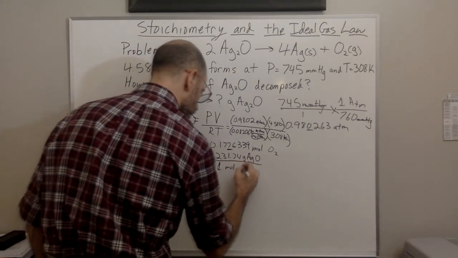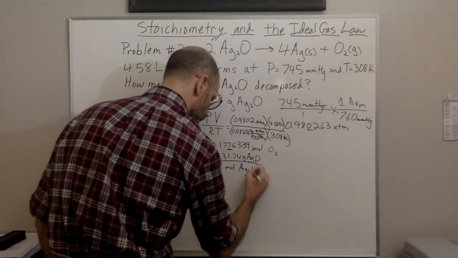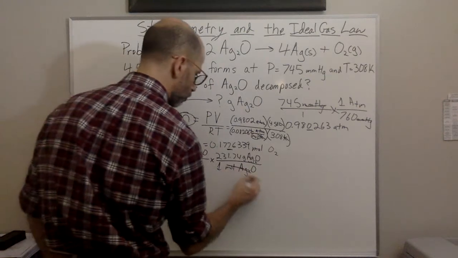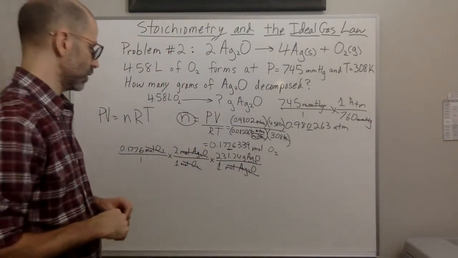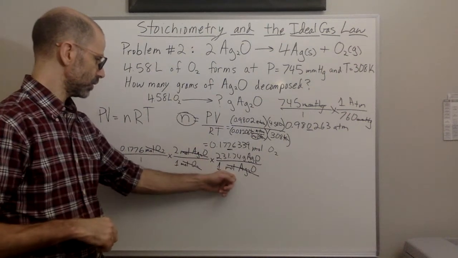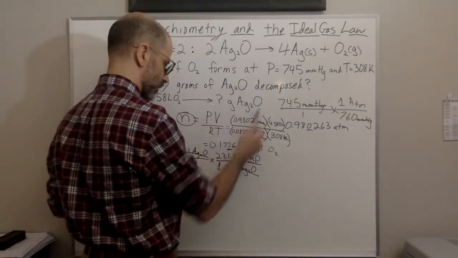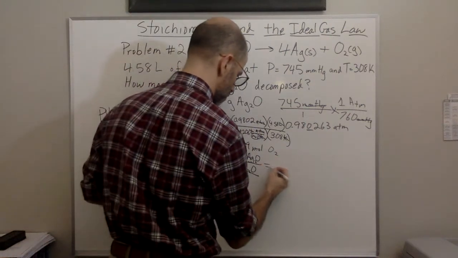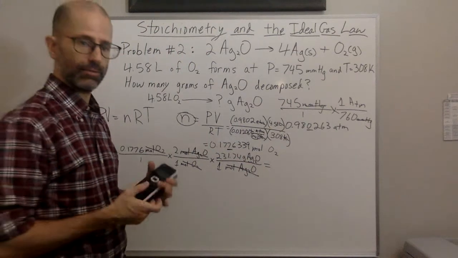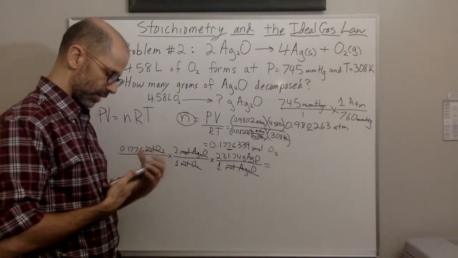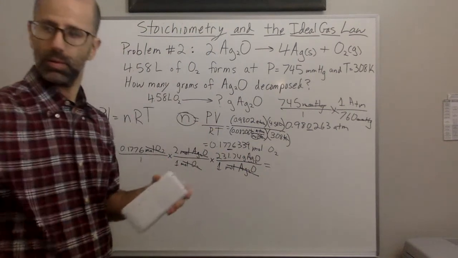1 mole of the silver oxide. Oops, I forgot the 2. On the bottom, moles of the silver oxide cancel out. And now I have grams, which is what I want. So now I know I can stop with the conversion factors. And now I'm going to just multiply and divide the answers that I have.